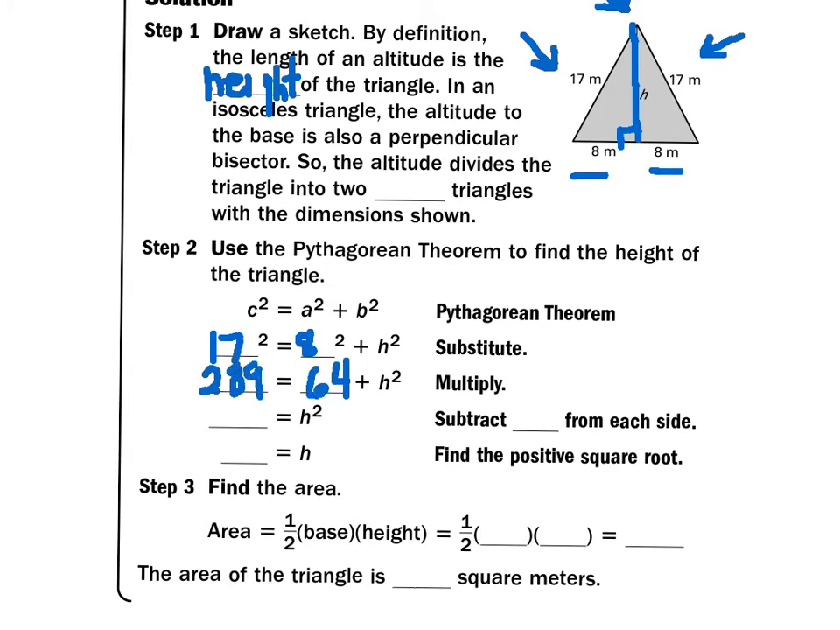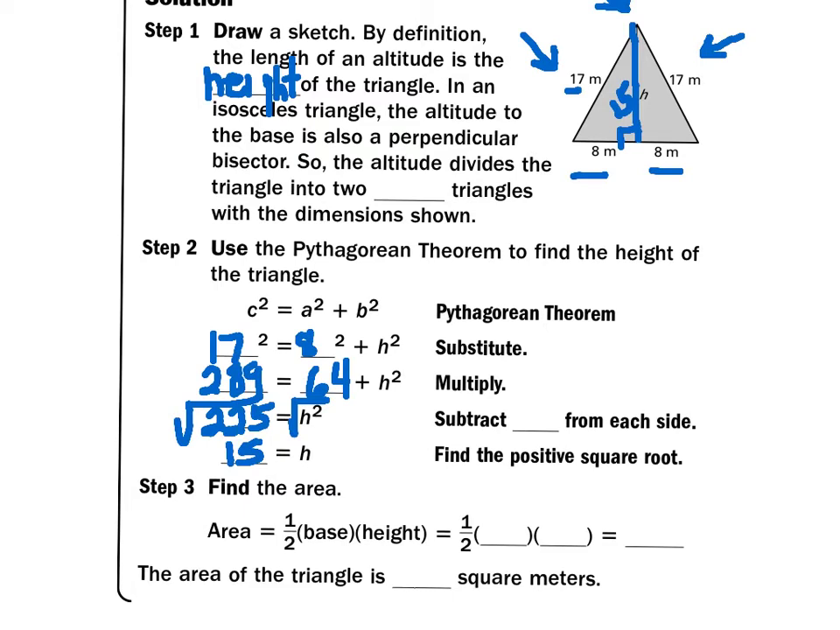8 squared is 64. So I need to subtract the 64 from the 289. And that gives me 225. I need to take the square root of both, and so I get h is 15. Does that make sense? Yes, because we know that the hypotenuse has to be the long side, so this side needs to be smaller than 17. But I can see from the diagram that it's bigger than 8. So 15 fits in there well.